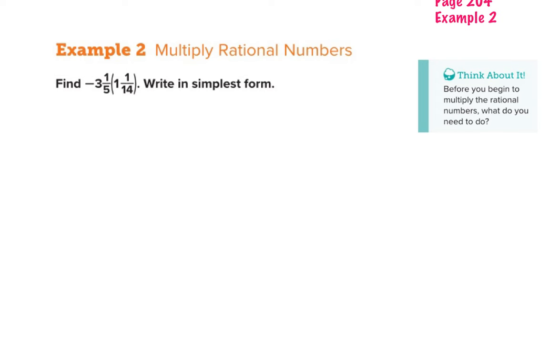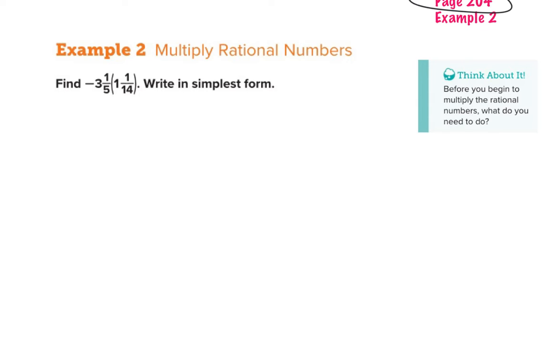All right, our next example comes from page 204, and this one is giving us some mixed numbers to multiply. So before we start, what do we need to do? Just like when we're adding and subtracting with fractions, we want to turn these into fractions first.